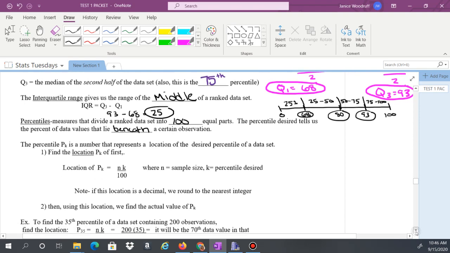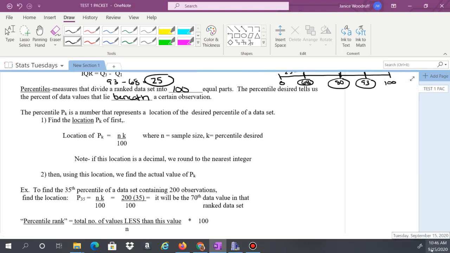Percentile ranking. This would be to find where you are within a data set. So you have P of K, or P sub K, a number that represents a location of the desired percentile of the data set. So find the location first. The location is going to be N times K, where N is the sample size. Let's say you had 100 students, that would be your N, and K would be the percentile desired. If the location is a decimal, just round. Then using this location, find the actual value of P of K.